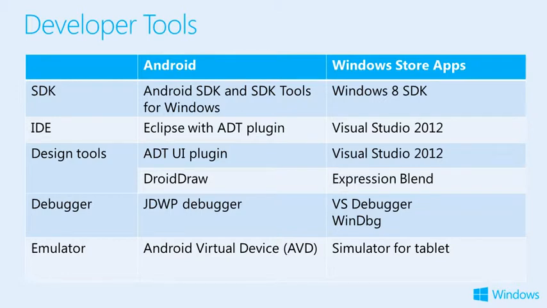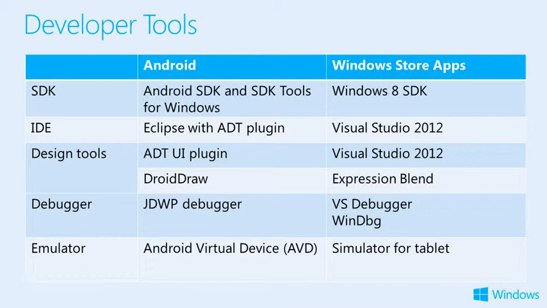To develop Android apps in Windows platform, you should install Android SDK and related SDK tools for Windows. To develop Windows Store apps, Windows 8 SDK is required. IDE is also necessary to edit and compile the code. You can choose Eclipse with ADT plugin to develop Android apps. For Windows Store apps, Visual Studio 2012 is the only choice. Visual Studio 2012 is a powerful development tool which has included the necessary components of Windows 8 SDK. Therefore, you don't need to install Windows 8 SDK separately if Visual Studio 2012 is installed.